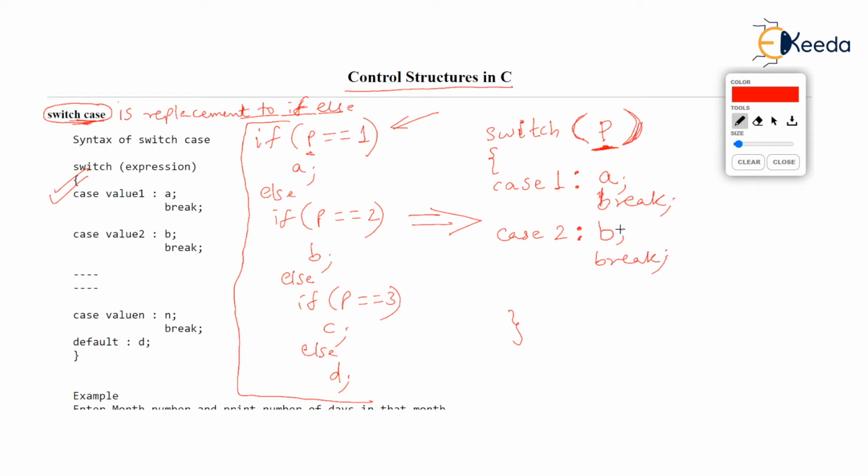What follows this is case 3. Case 3 means p is equal to 3. If p is equal to 3, you want to run statement C, and then comes break. Now what if the value of p is neither 1 nor 2 nor 3? It is none of this. Then you have a special word here called default. Now this default will run only if all the previous cases are false, and you want to run line D.